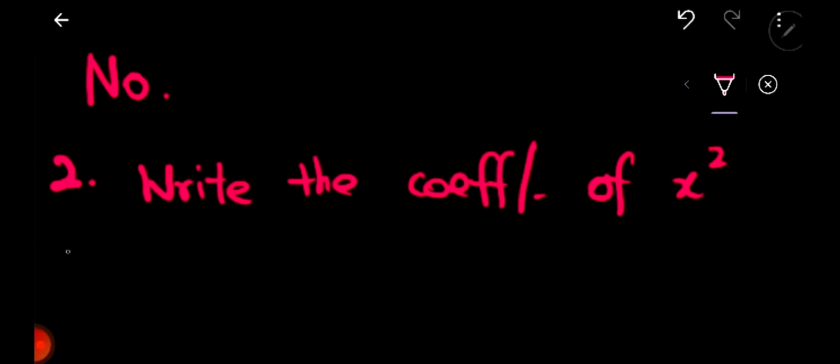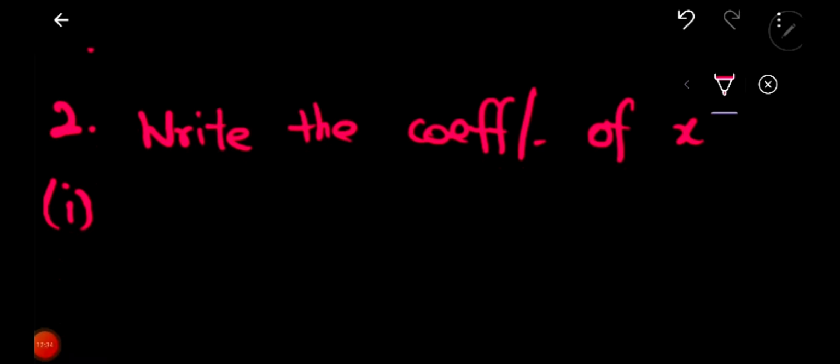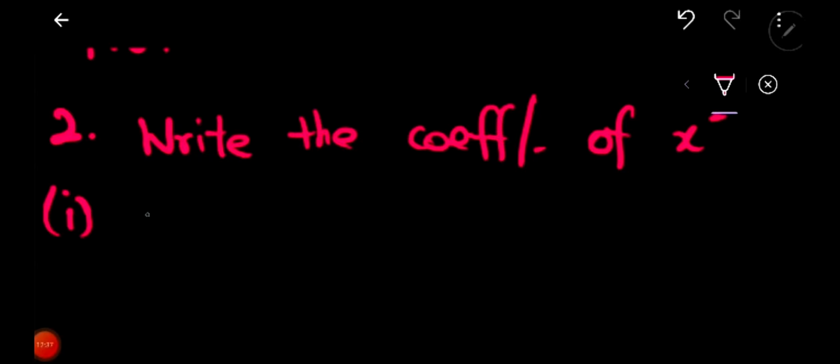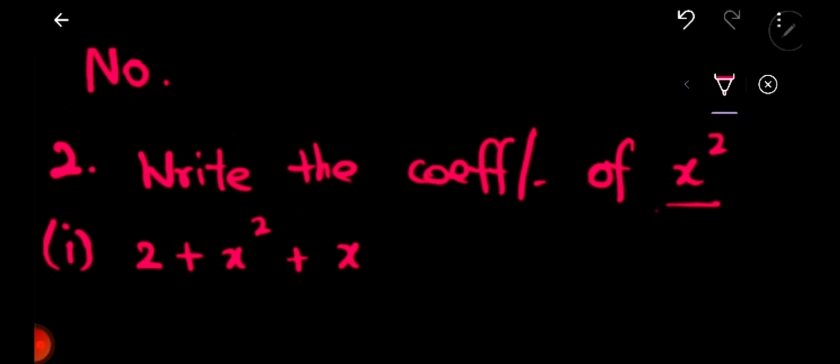So the first question is 2 plus x squared plus x. So the given expression is 2 plus x squared plus x. We have to find the coefficient of x squared, and check whether the x squared term is in the expression or not. Yes, the x squared term is in this expression.